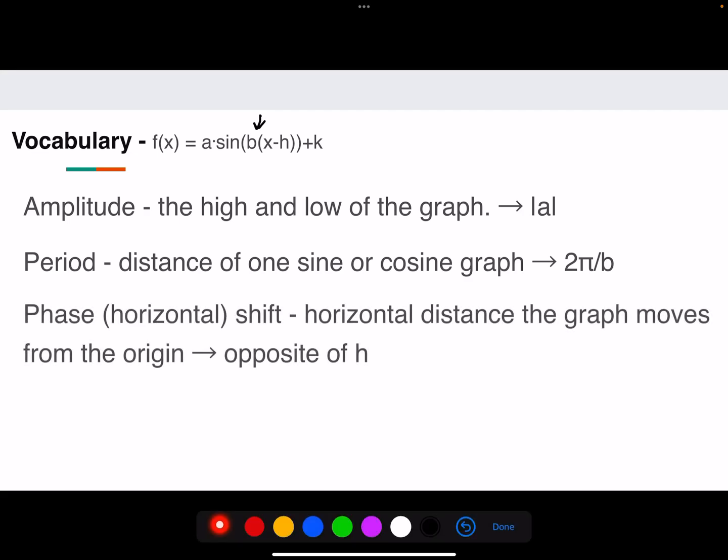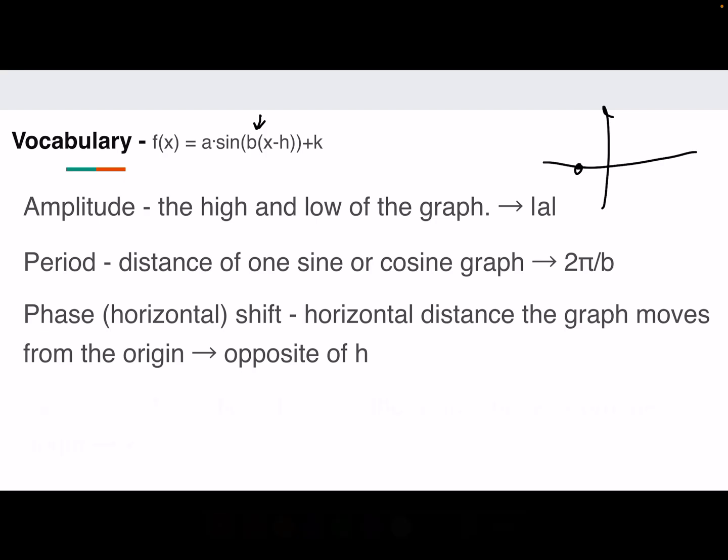The phase shift, or the horizontal shift, is the horizontal distance the graph moves. So if we have an x-axis, we can start at the origin. That means there'd be no horizontal shift. If we start over here, we'd have a positive shift. If we start over here, there'd be a negative shift.